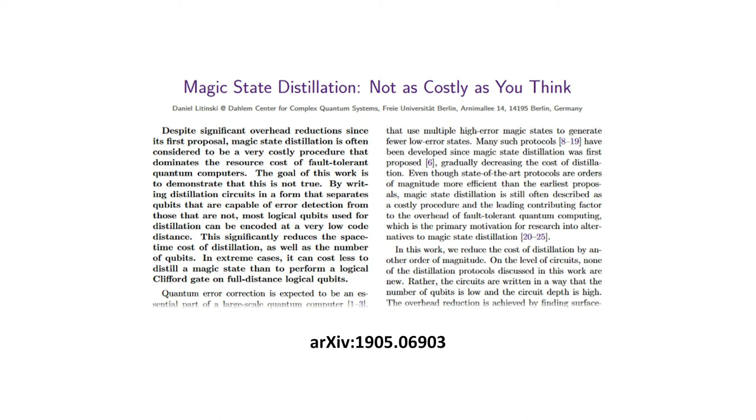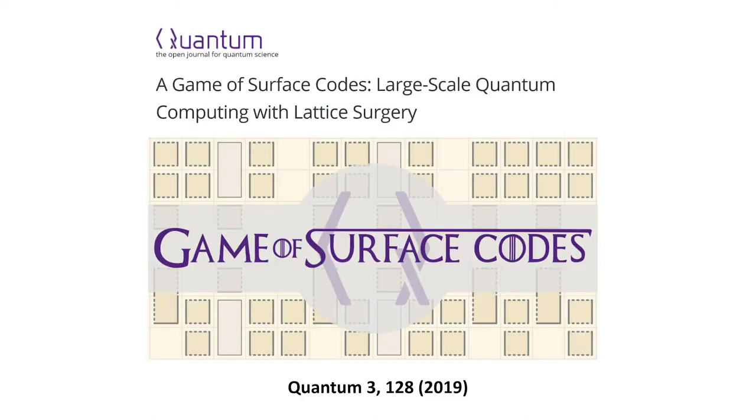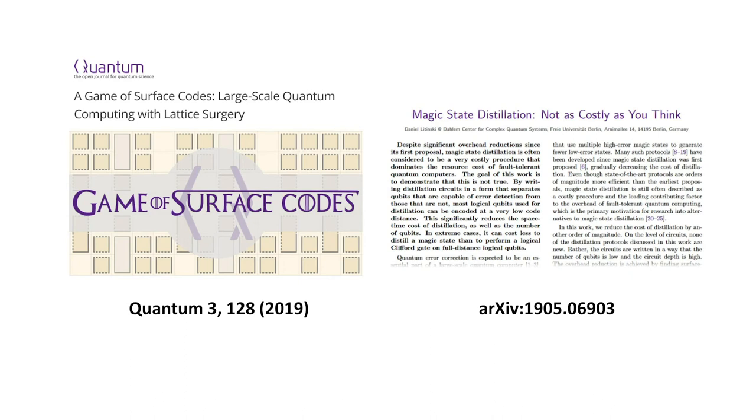but rather that if you want to perform a 100-qubit computation, you need to store 100 logical qubits. And with surface codes, you'll need a lot of physical qubits to do that. So if you want to read more about large-scale quantum computing, then you can read "A Game of Surface Codes: Large-Scale Quantum Computing with Lattice Surgery." And with that, we've reached the end of the talk. Let's take questions.